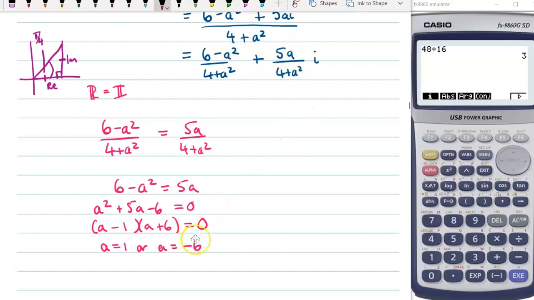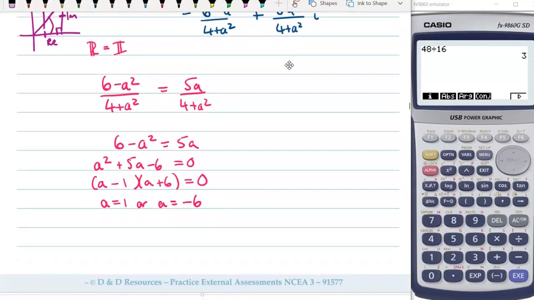But if we put minus 6 in as a, the real part's fine, but the imaginary part will be 5 times minus 6 is minus 30 over a positive, so that's going to become a negative. So our a equals minus 6 solution doesn't fit this particular one, so we can identify that a has to be equal to 1.